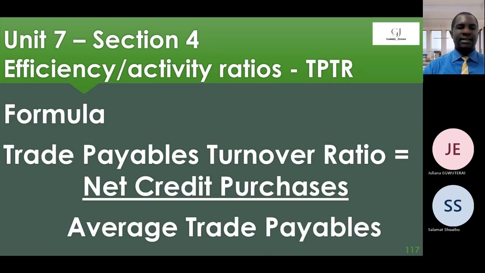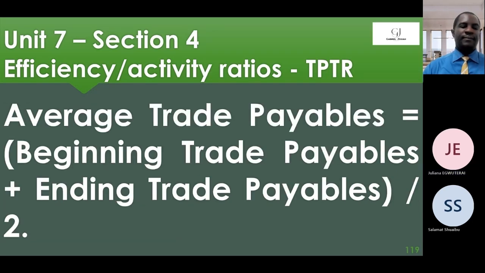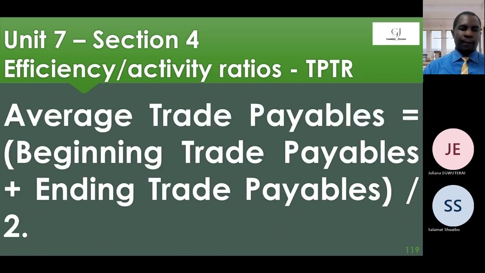So the formula is clear. The trade payables turnover ratio is the net credit purchases divided by average trade payables. The credit purchases show the total purchases made on credit, excluding cash purchases. So we exclude cash purchases, take note. And the denominator is average trade payables, which is the beginning plus the ending divided by 2.